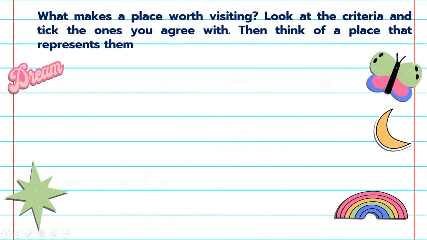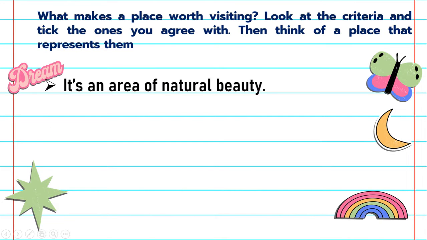Okay, so the next question from your textbook: what makes a place worth visiting? Look at the criteria and tick the ones you agree with. Then think of a place that represents them. So what makes you visit certain places? One of the reasons would be it is an area of natural beauty.